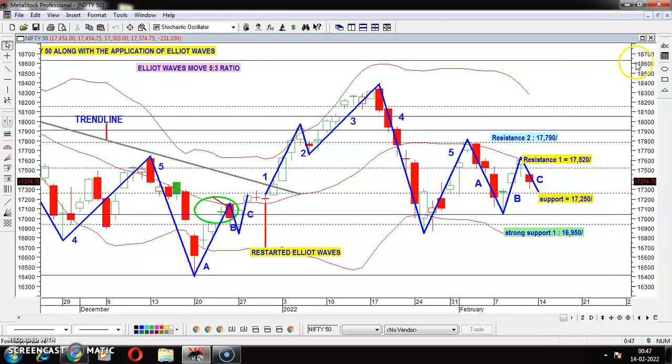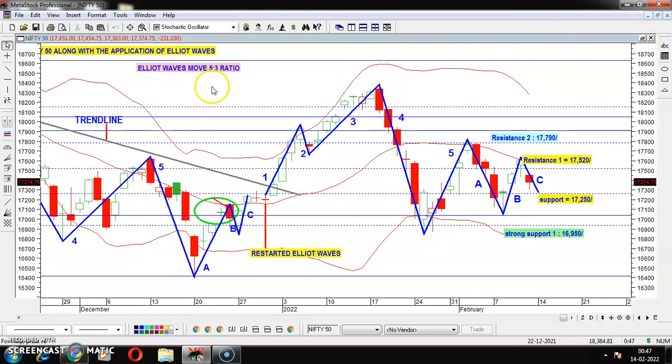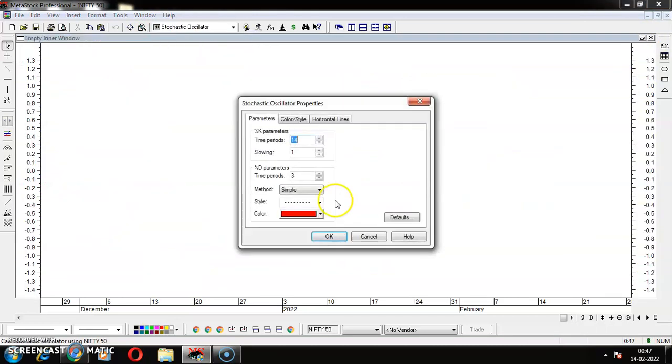Number one. Number two, apart from the Elliott waves, we have to check another parameter, which is called the relative strength index, RSI. These are all momentum indicators, and also the stochastic. So let us check what the relative strength index says. Now, first let me plot the stochastic. So I'm plotting the stochastic to see what it says.